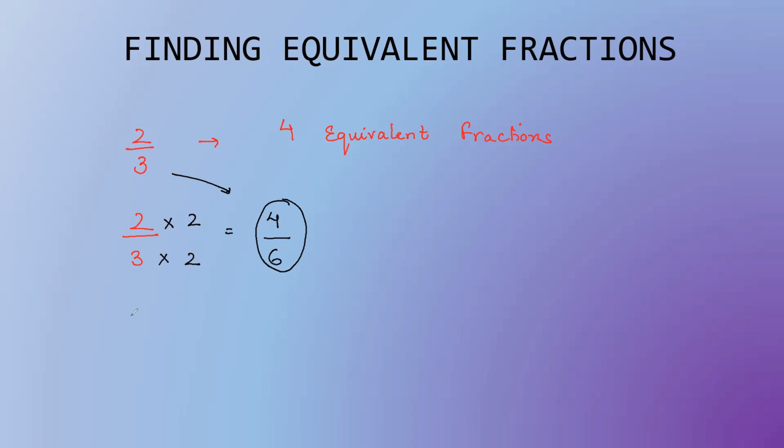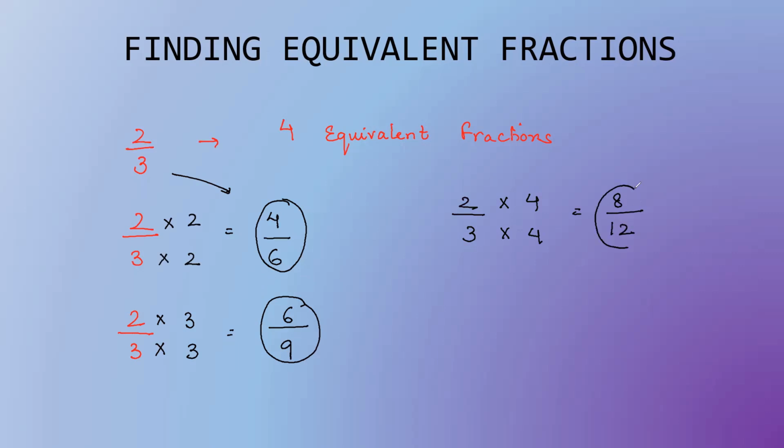Again, let's find another equivalent fraction. Let's take 2 by 3. Now multiply both numerator and denominator by, say, 3. So the numerator of the new fraction becomes 6 and the denominator becomes 9. 6 by 9 is also an equivalent fraction to 2 by 3. Let's take one more example. 2 by 3, let's multiply by 4 now. So the numerator becomes 8 and the denominator becomes 12. So 8 by 12 is an equivalent fraction to 2 by 3.